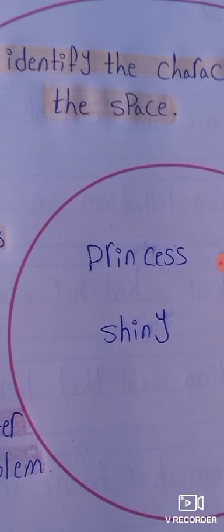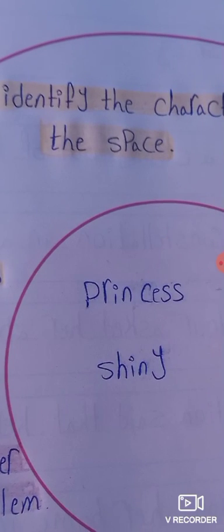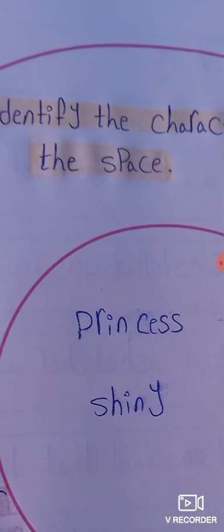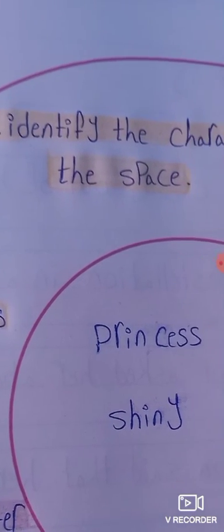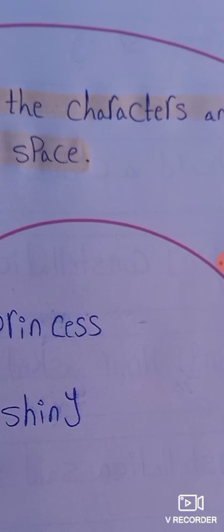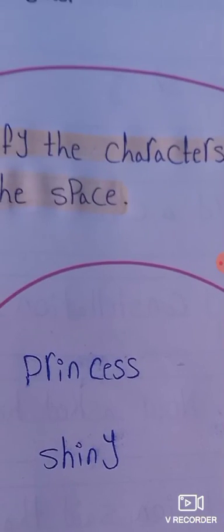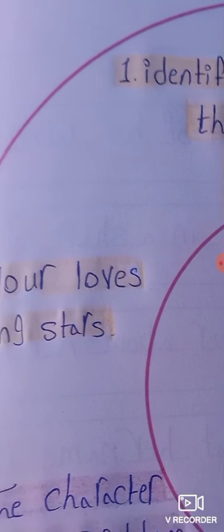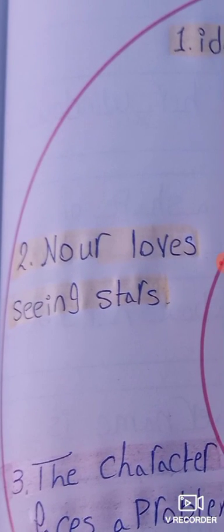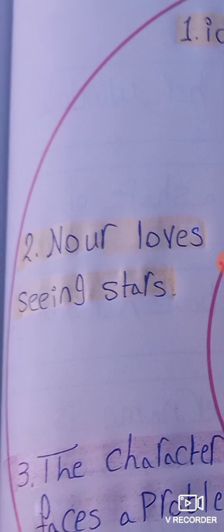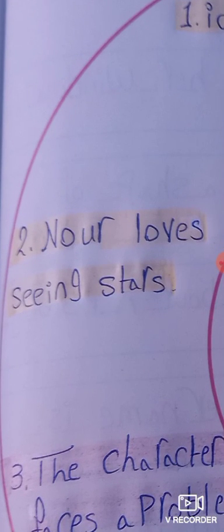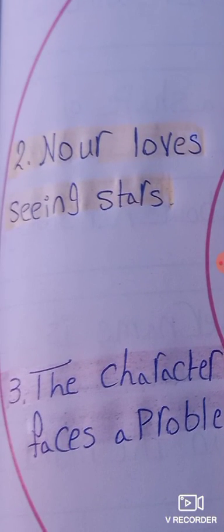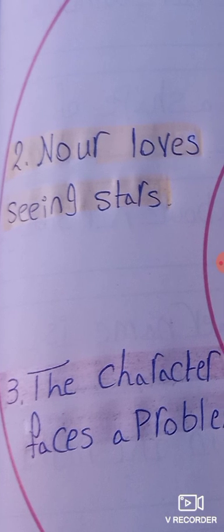And then the first idea: identify the characters and the space. We will identify the characters in our story and the space. This is number one. Number two, Noor loves seeing the stars, like Hamid. We speak about him, that he loves Orion the Hunter, the constellation that he loves the most.